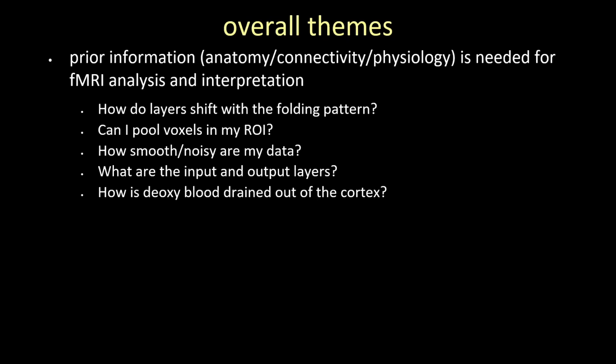I do think that these exploratory analyses, as we discussed yesterday, can be useful to set up potential hypotheses to test in animal models. But oftentimes, the interpretation of these data, if you see a bump in a particular layer, knowing whether that indicates feedforward or feedback requires some prior knowledge about the connectivity. And of course, we need to know how deoxygenated blood is drained out of the cortex. We need to understand these hemodynamics and how they relate back to the neural activity.